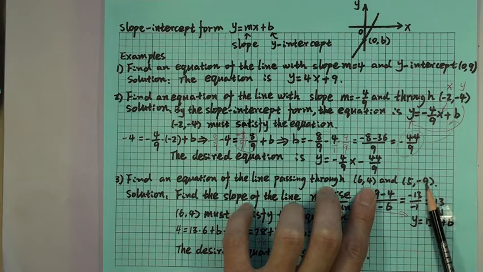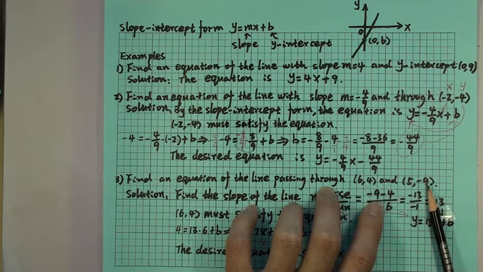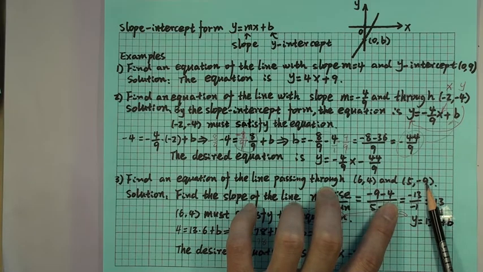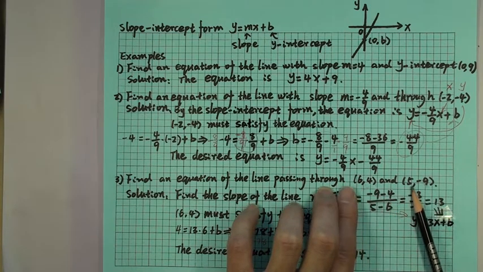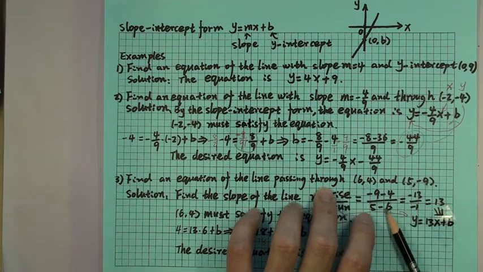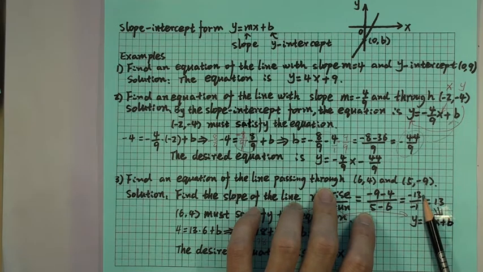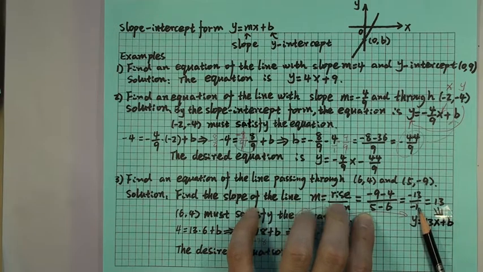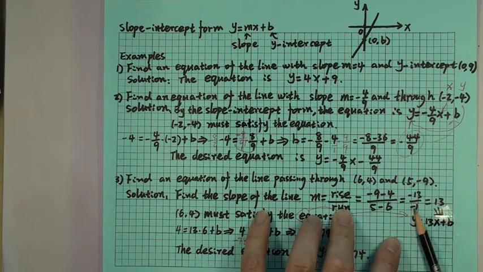That's rise: negative 9 minus 4. That's the vertical y value. Negative 9 minus 4, the numerator, is rise. And then 5 minus 6 downstairs. Okay, so you have negative 9 minus 4 is negative 13, and you have 5 minus 6 is negative 1. Negative over negative, so we have a positive 13.